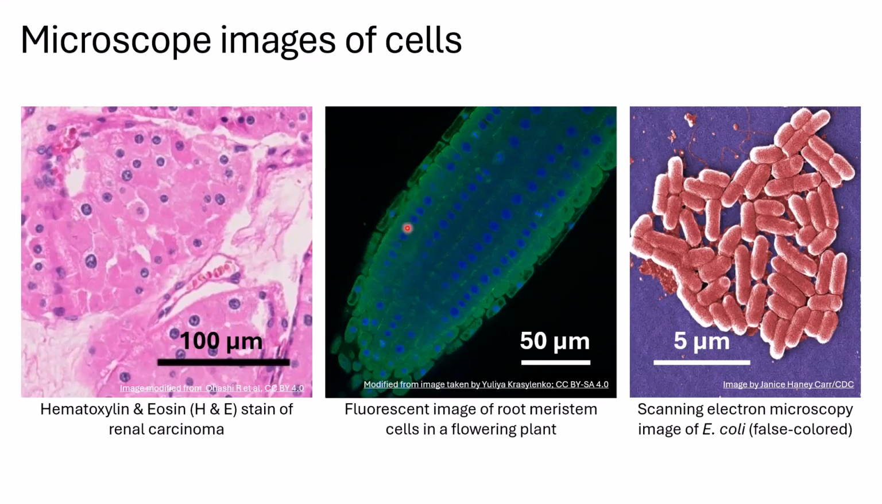This is a scanning electron microscopy image of E. coli, and you can see that the scale bar is for a much smaller amount here. In fact, this image was taken at over 6,000 times magnification.